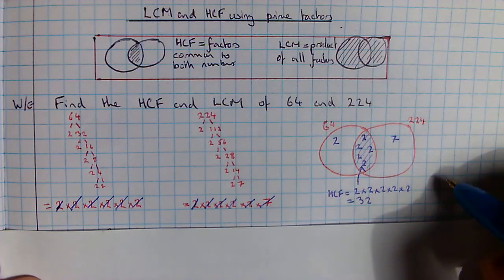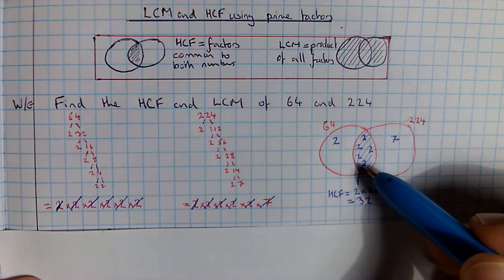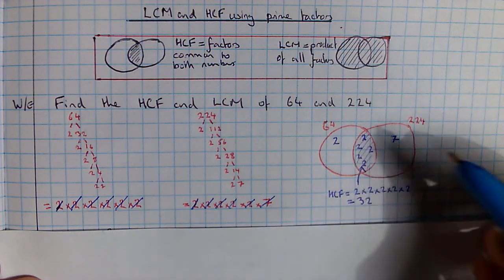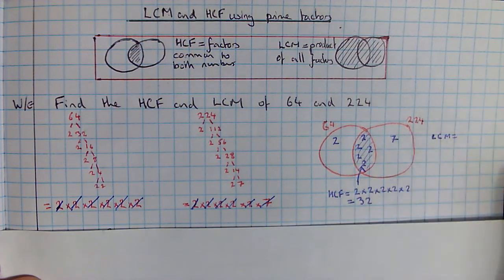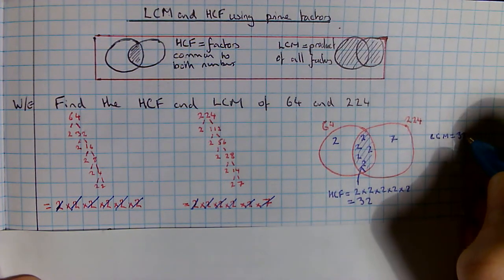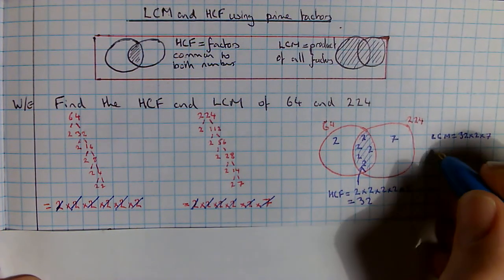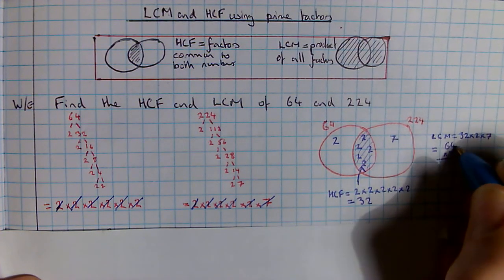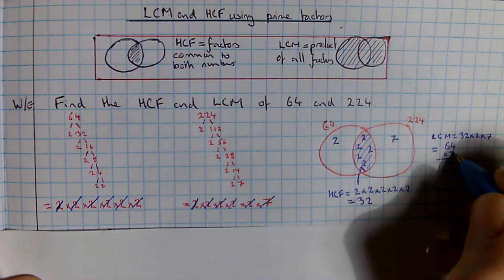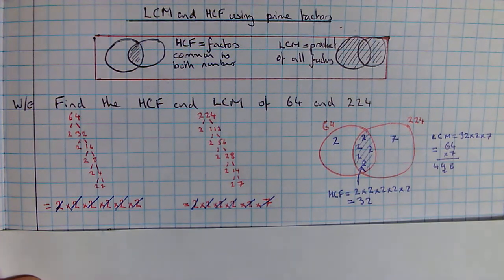To get my lowest common multiple, I need to multiply everything. Well, let's not give ourselves too much work. I already know that these multiply together to give me 32, so I times it by 2 and times it by 7. So the LCM is going to be 32 times 2 times 7. 32 times 2 is 64, so I'm going to do 64 times 7. 7 times 4 is 28. 7 times 6 is 42, add the 2 is 448. So the lowest common multiple for both numbers is 448.